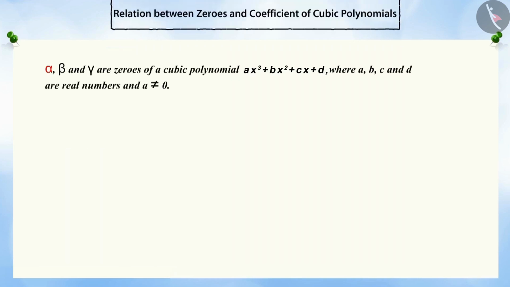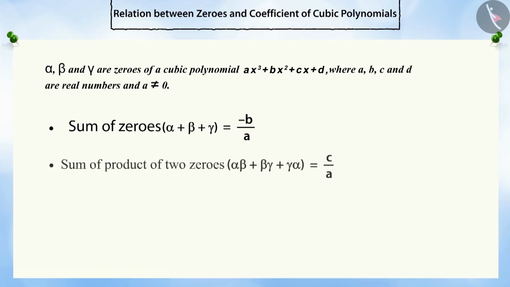Similarly, if alpha, beta and gamma are zeros of a cubic polynomial ax cubed plus bx squared plus cx plus d, then the sum of the zeros is minus b by a. The sum of the products of two zeros at a time is c by a. And the product of all zeros is minus d by a.